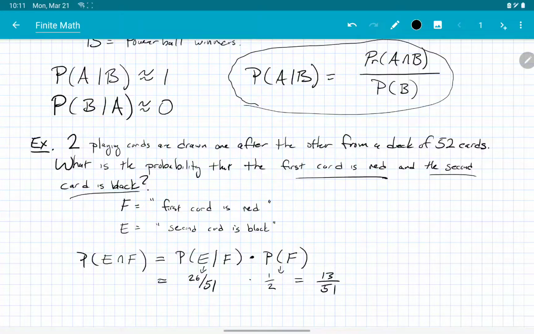Right? That's slightly higher than 25% because once we know the first card is red, it's more likely for the second card to be black than to be red. So this is a little bit bigger than 1/4. Questions?